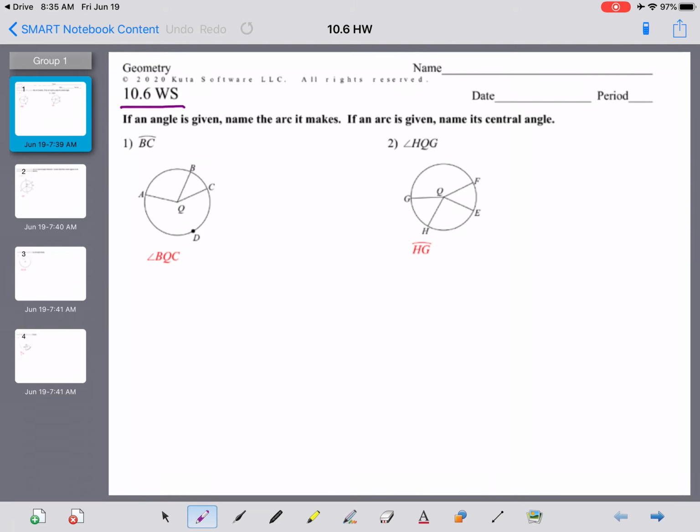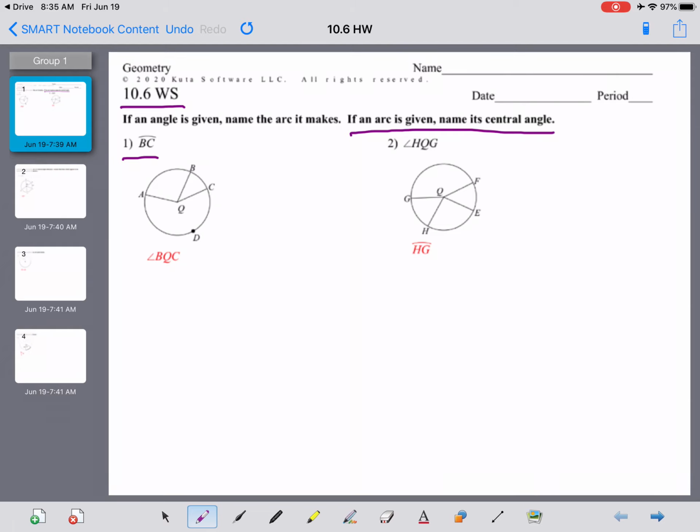Okay, so for this first set of problems here, they say if an angle is given, you're supposed to name the arc that it makes, and if an arc is given, you're supposed to name the central angle. So if we look at number 1, they gave us the name of an arc right here, arc BC, so we're looking at the second half of the directions here. If an arc is given, we're supposed to name the central angle that goes along with that arc.